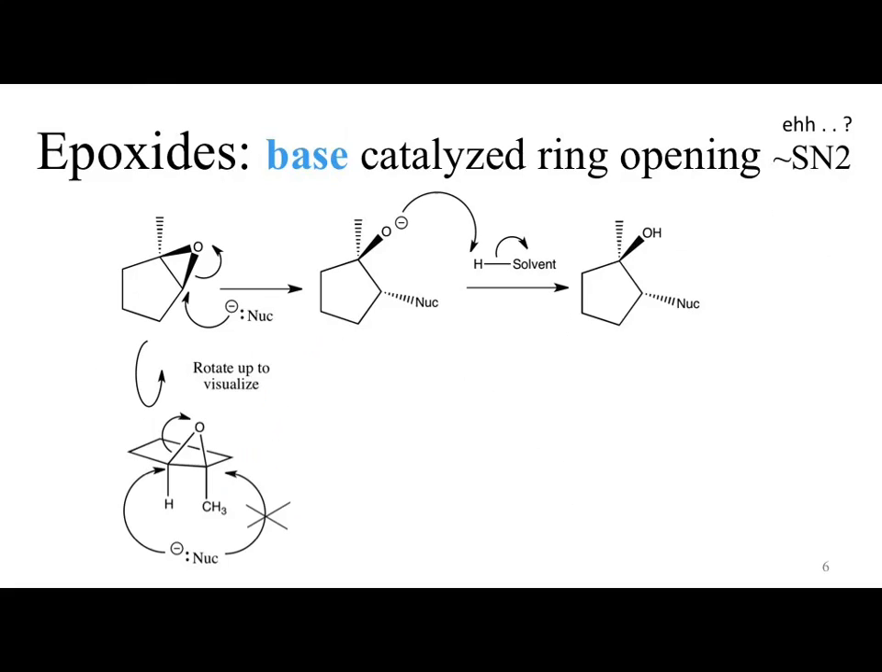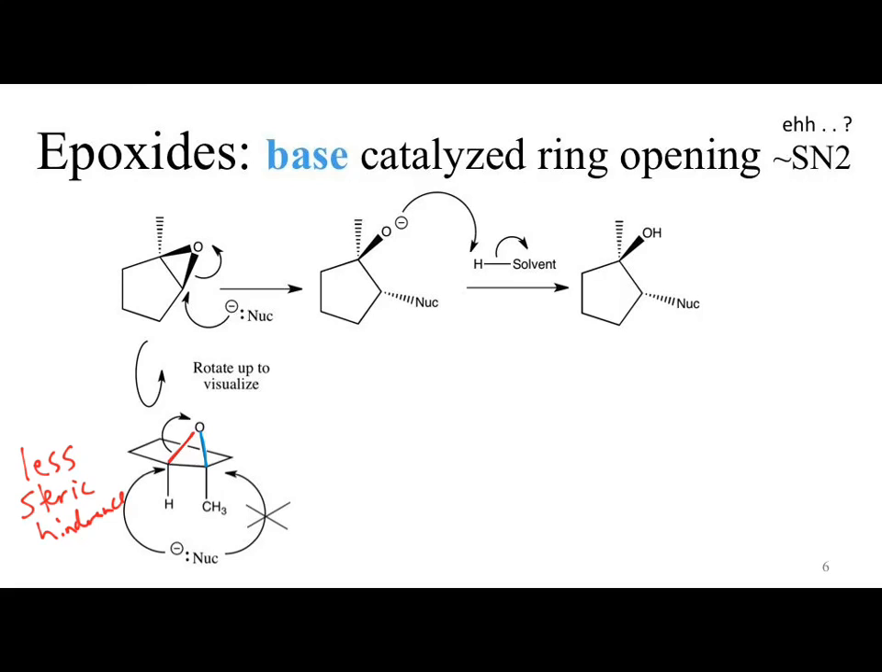If we again color our bonds, red versus blue, why would I prefer the red over the blue? There it is. There's less steric hindrance around the red. So the nucleophile prefers to come in at our less sterically hindered site. And we end up generating a different product.